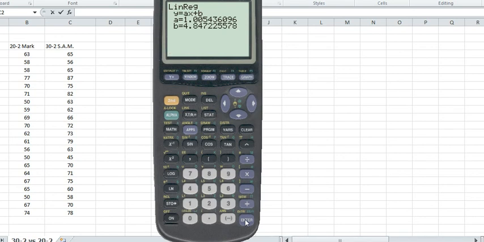Is yours different? Yeah. Okay, so I have a messed up point. So I've got to go back to stat and edit. I need to go through and check my points. I got 63, 65, 58, 58, 65, 77, 87, 70, 75, 71, 82, 50, and 63.